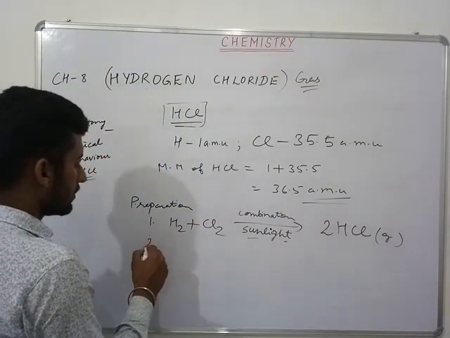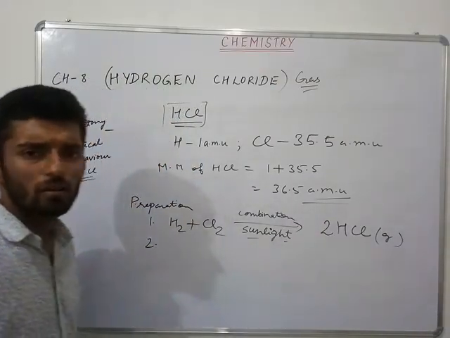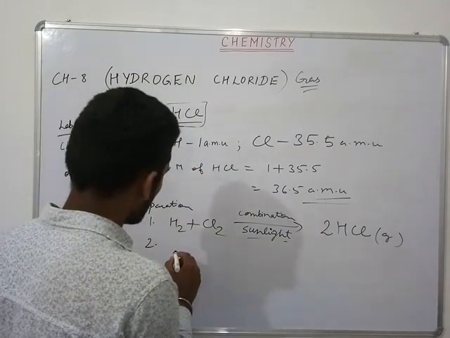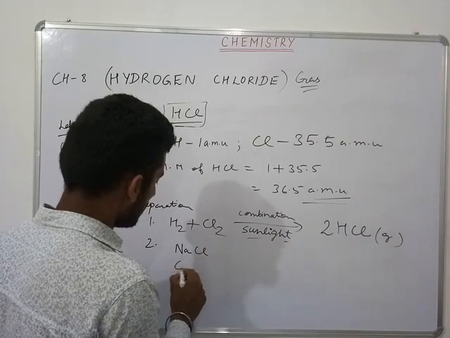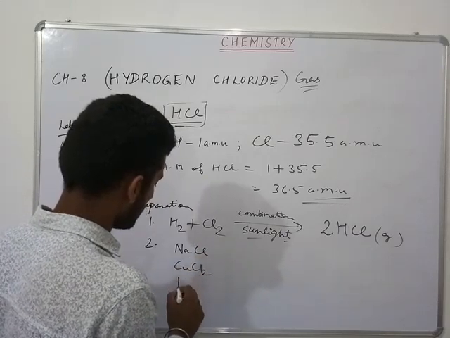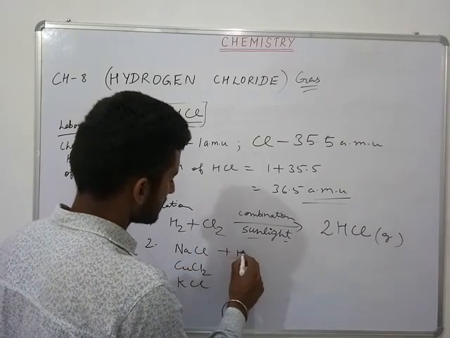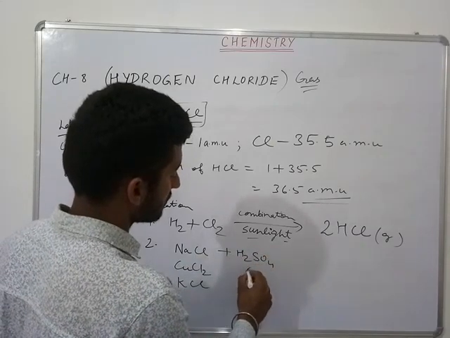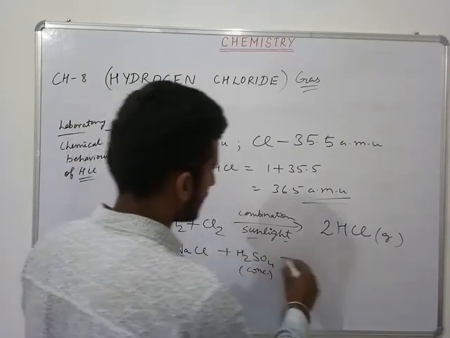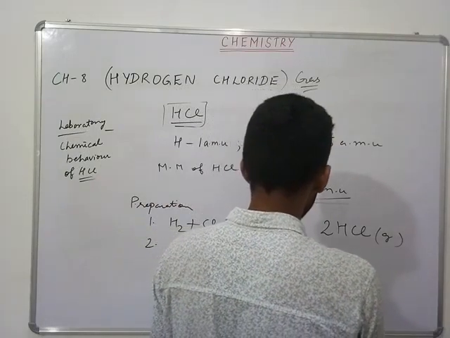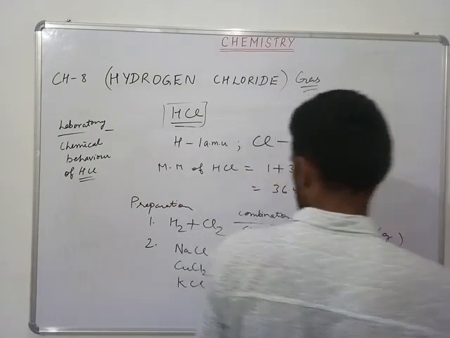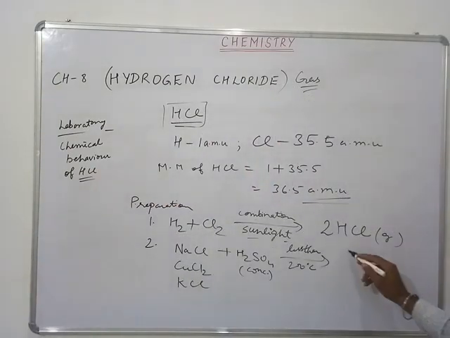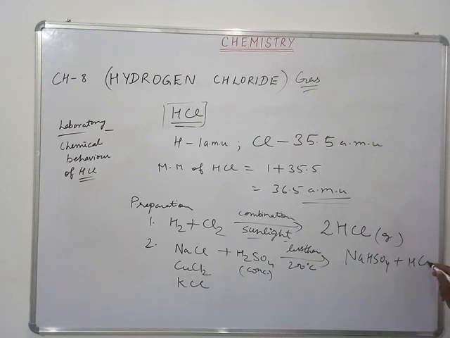Next one is direct heating. It could be the heating of any particular sodium salt or copper salt or potassium salt with acids like concentrated sulfuric acid. When they are heated at a temperature less than 200 degrees Celsius, what is formed? We get sodium bisulfate along with HCl.